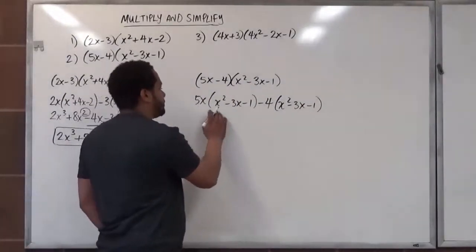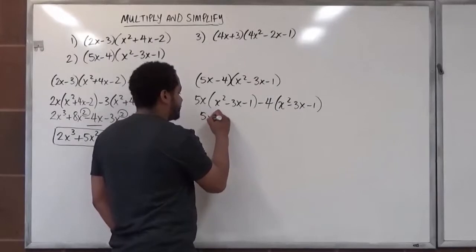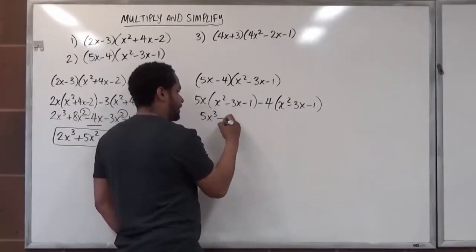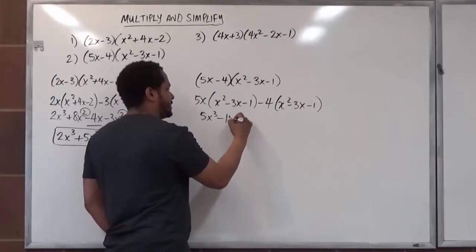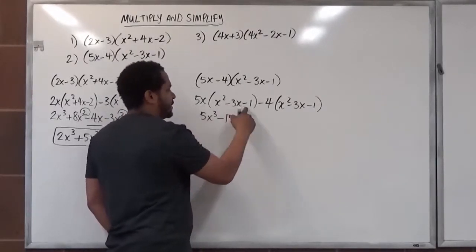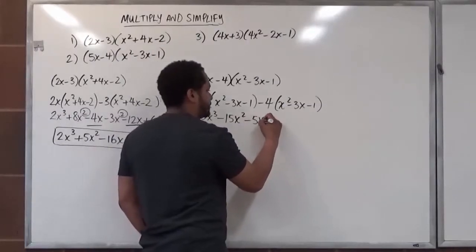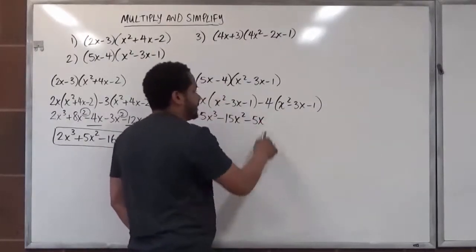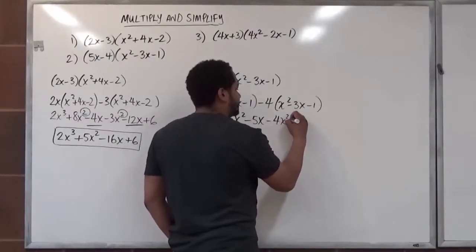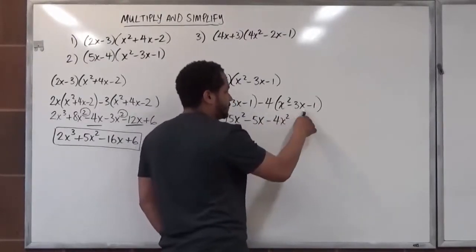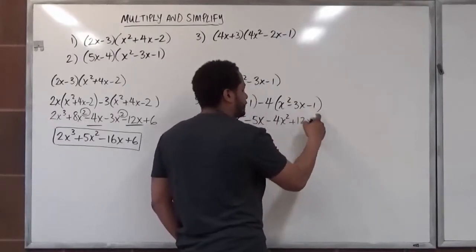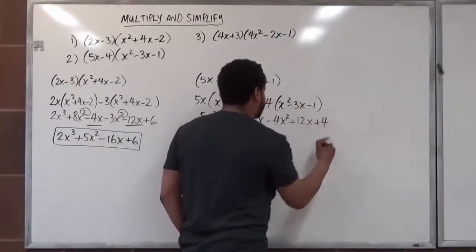So here 5x by x squared is 5x cubed. 5x by negative 3x, positive and negative make negative. 5 by 3 is 15, and the x by x is x squared. 5x by negative 1 is negative 5x. The next term is negative 4 times x squared, which is negative 4x squared. Negative 4 by negative 3x is positive 12x. And negative 4 by negative 1 is positive 4.